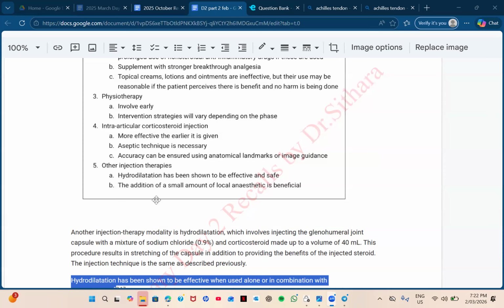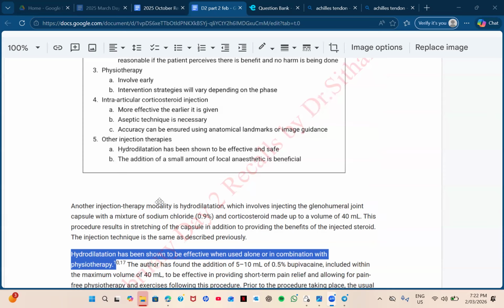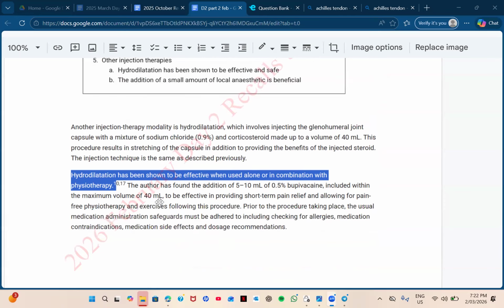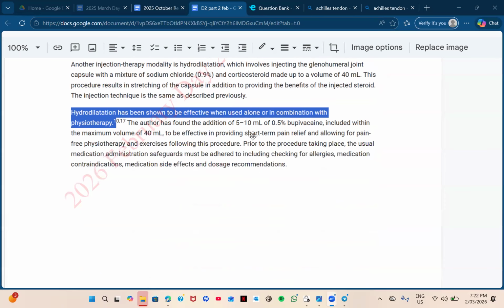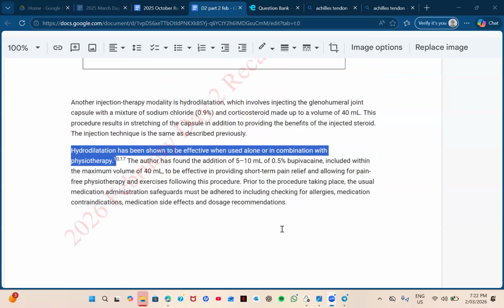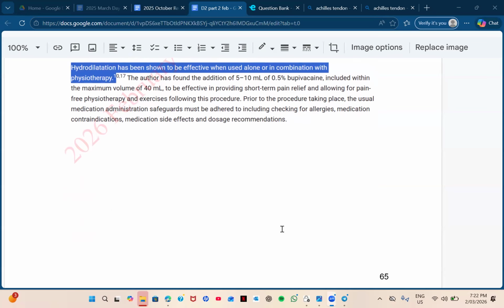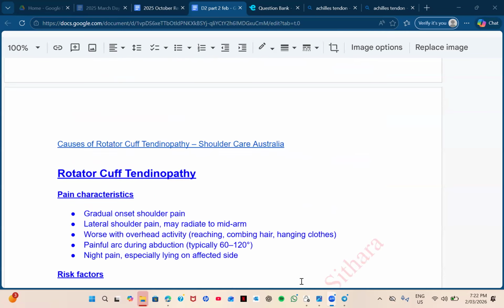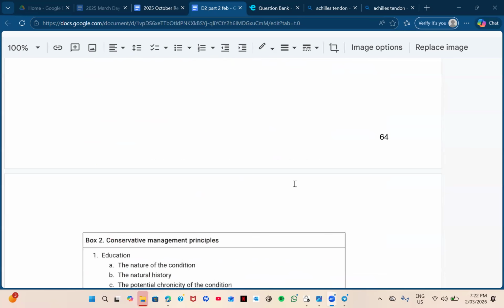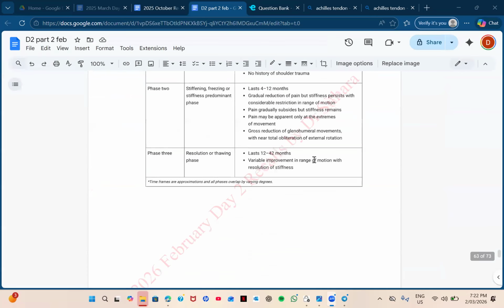Okay, so remember this hydrodilatation. What is hydrodilatation? Hydrodilatation has been shown to be effective when used alone or combined with physiotherapy. It's an injection method, right? So just remember the name. Okay, that's for adhesive capsulitis.